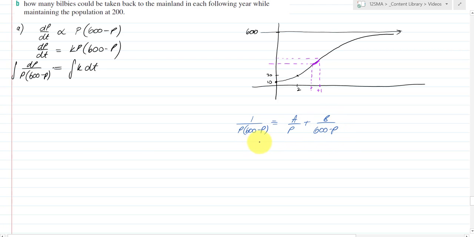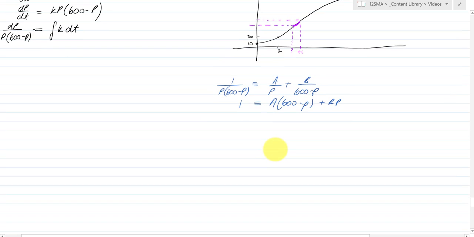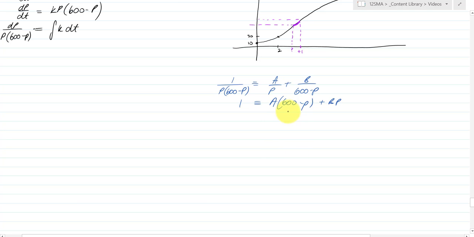And so my partial fraction will look like this. 1 will be equivalent to a times (600 minus P) plus b times P. If the question varies slightly, then this could change, so we do have to make sure that we do it. So 600a, and then plus (b minus a)P. Therefore 600a must equal 1, that's just a constant, which means that a equals 1 over 600. And b must equal a, because they must equal 0 together, so therefore b equals 1 over 600.